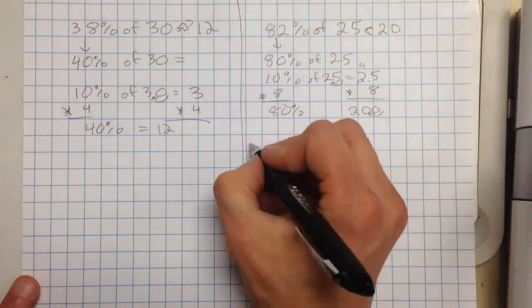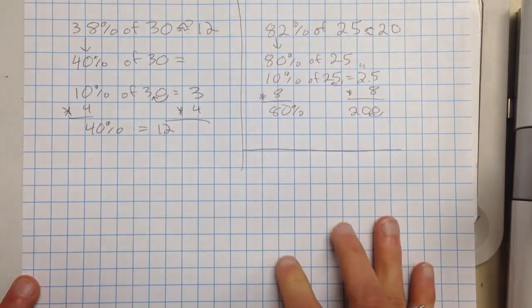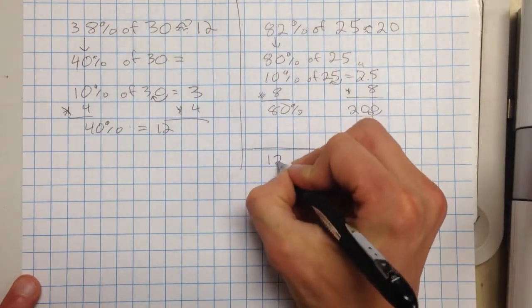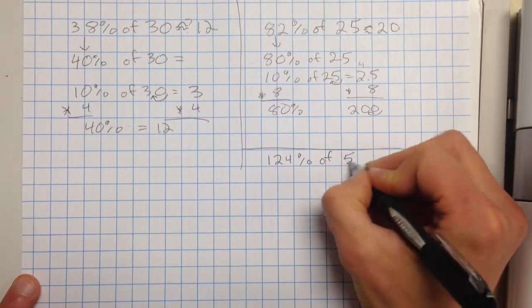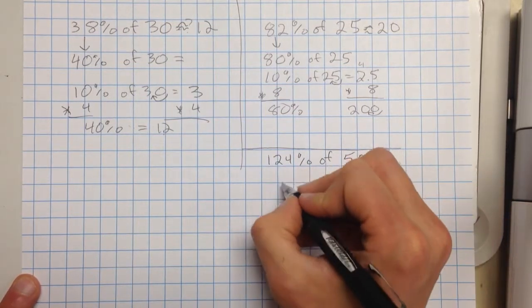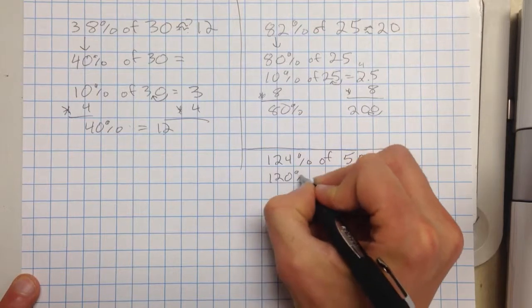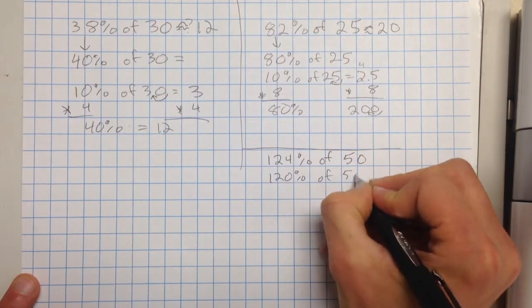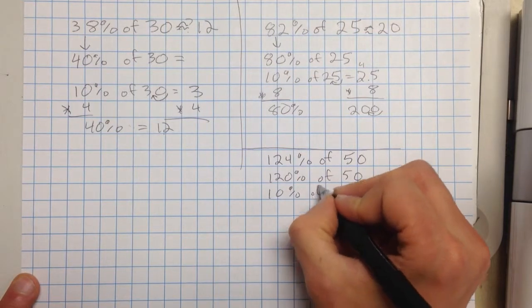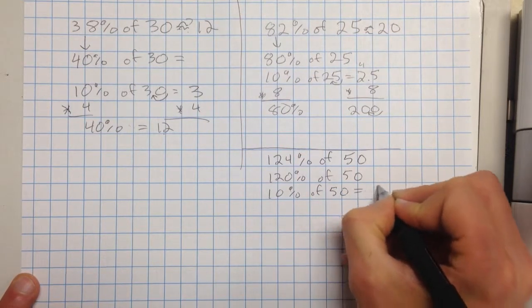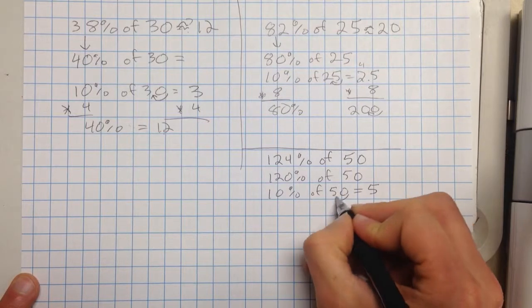Now we can also do this with larger numbers. Let's say, for example, we had to find 124% of 50. I'm just going to round it to the nearest 10. I know that 10% of 50 is going to equal 5. Just move the decimal point over once.